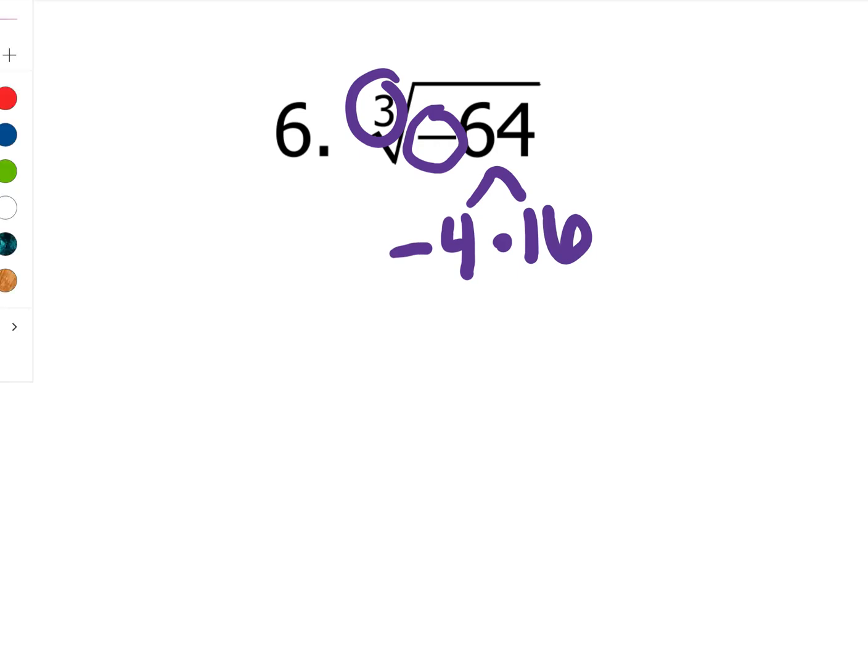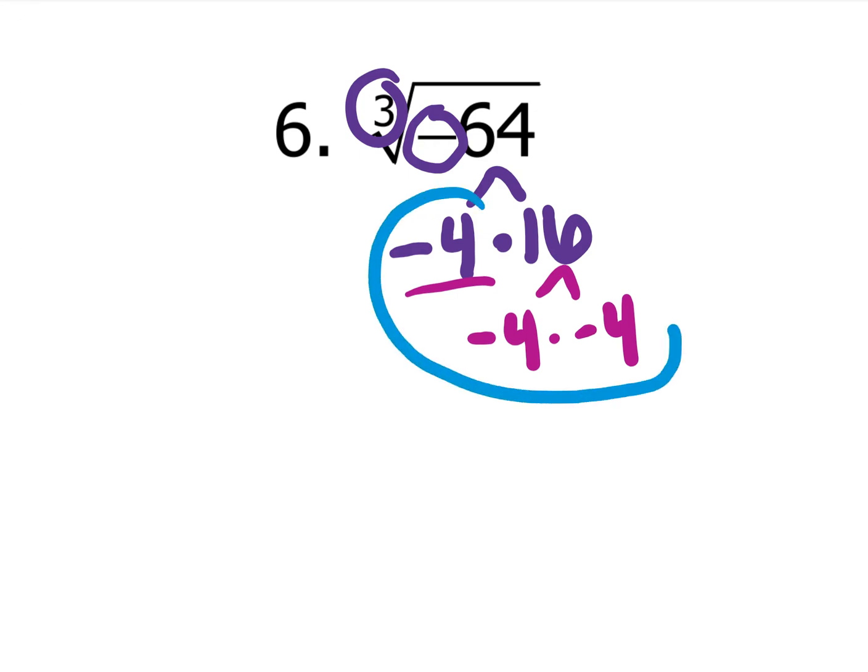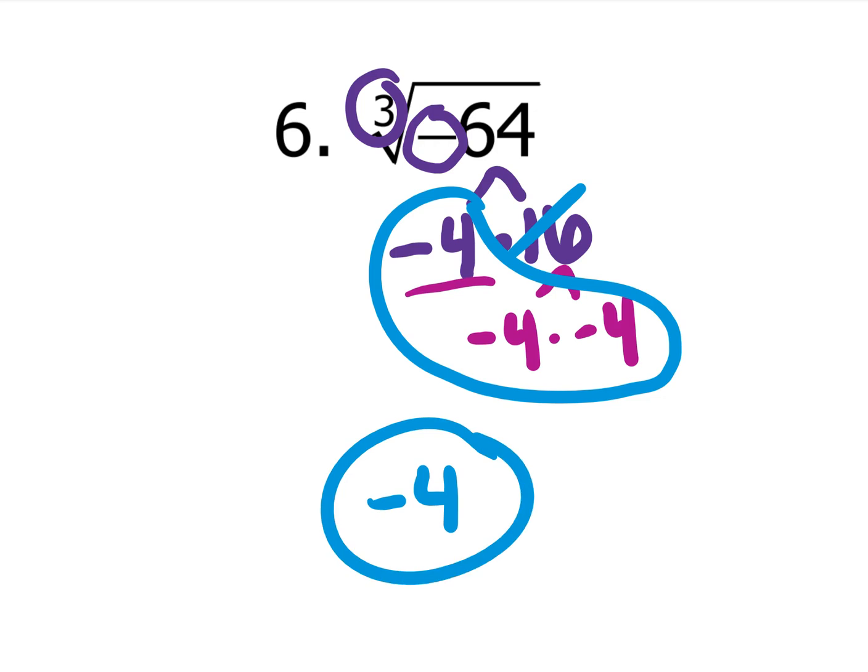Now, I need a group of 3. When I look at 16, I want to make sure that I get two -4s because that's what I want. I know that 16 is -4 times -4. That's where I get my group of 3 right here. And remember, my 16 got broken down, so it's gone. The three -4s are my group of 3. -4 is going to break out, and there's nothing left inside.